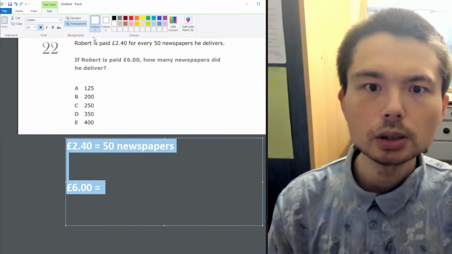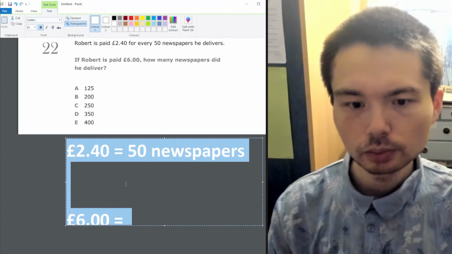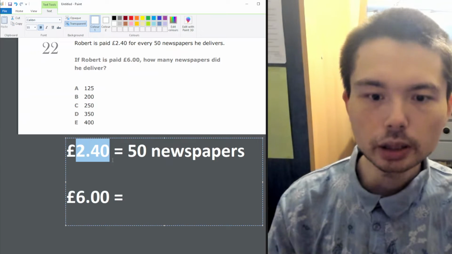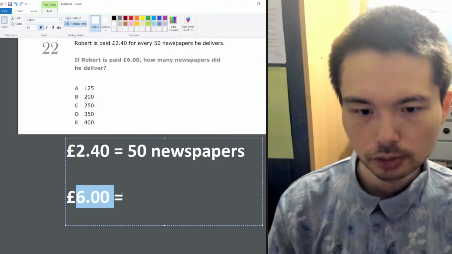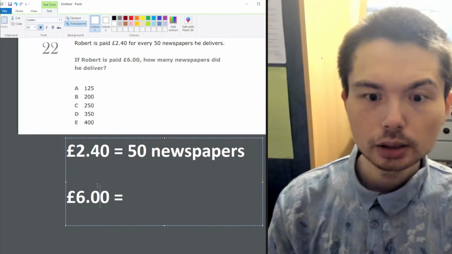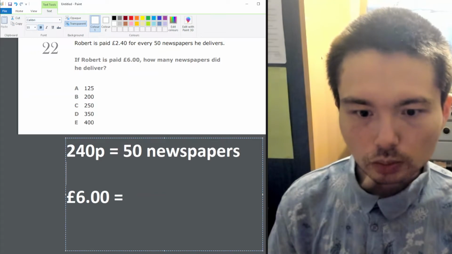Here we go. Okay. With numbers, what's the thing that is common between numbers? Factors. If we look at £2.40 and £6, we could change it into pennies if you want. I don't really mind. Should we do that? Yes, why not? Helps a little bit. 600p.